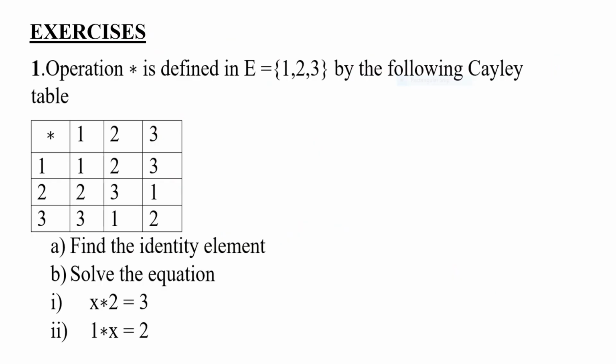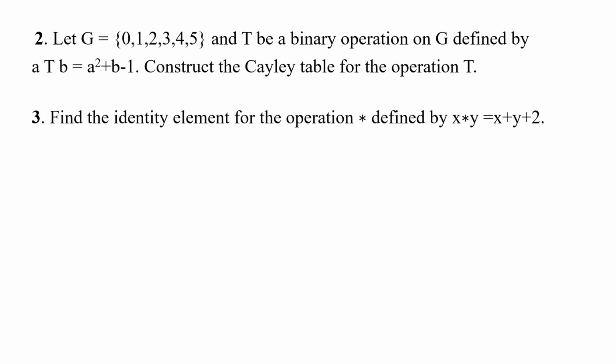Now you have exercises that we try to do. The first one: here we have a set E equal to {1, 2, 3}. Then you have the Cayley table here. Question number 1, find the identity element. 2, you have to solve the equations x star 2 equals 3, and 1 star x is equal to 2.